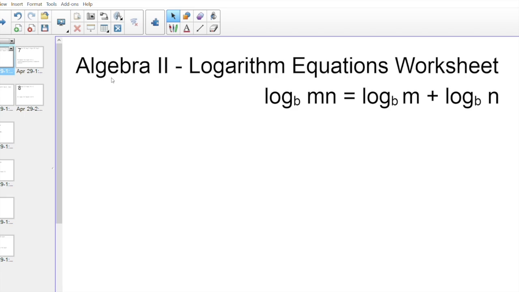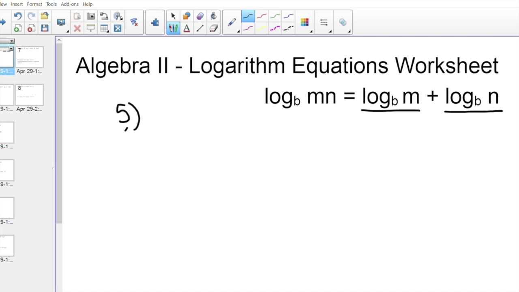The next topic I want to cover with y'all is logarithm equations. Now, logarithms have properties, and the one I'm going to demonstrate first is that if you take the logarithm of two numbers being multiplied, the property is that you take the logarithm of the first number and add it to the logarithm of the second number. Sort of like this.